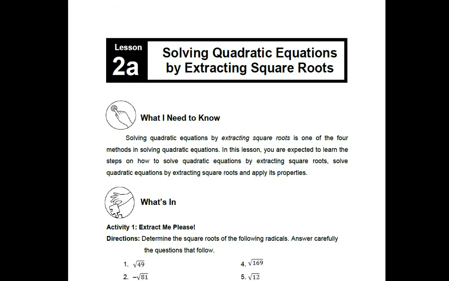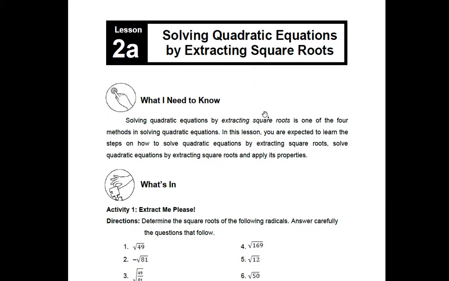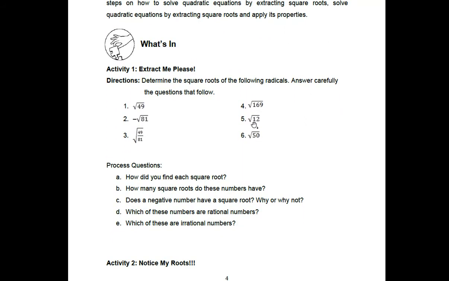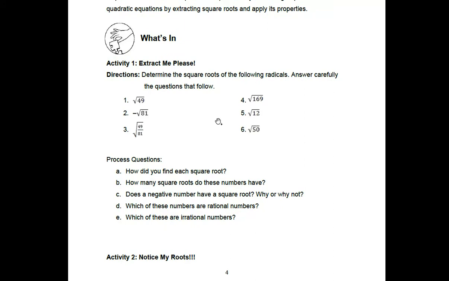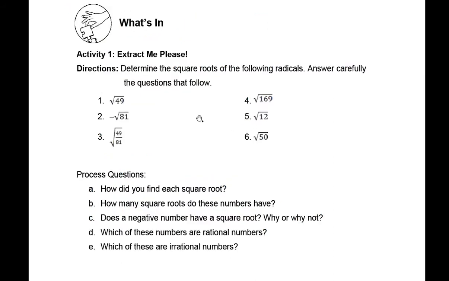Okay, let us start by solving quadratic equations by extracting the roots. Let's have first the first activity. Directions: determine the square roots of the following radicals. Answer carefully the questions that follow. Number 1, what is the square root of 49? That is 7. It means 7 times 7 is 49.